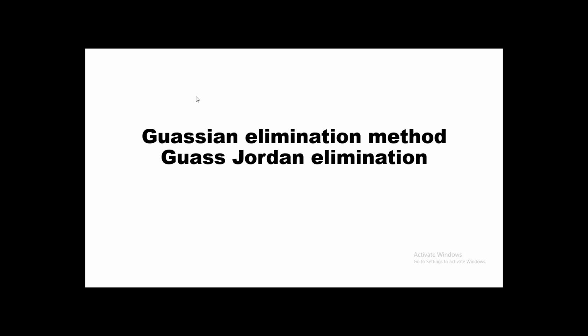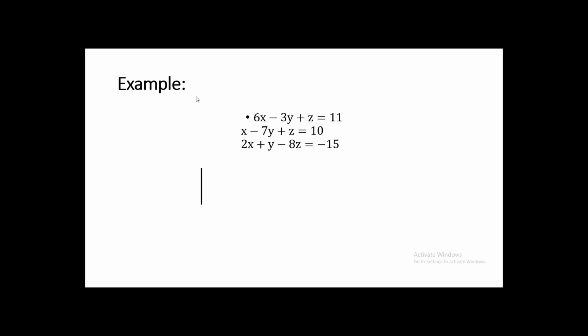To our last method, which is the Gaussian elimination method and Gauss-Jordan elimination method. Now what exactly it is, we'll find it out. Okay. Now we're going to consider a different example. We are taking this example. Now it is also a 3x3 system, 3 equations and 3 unknowns.